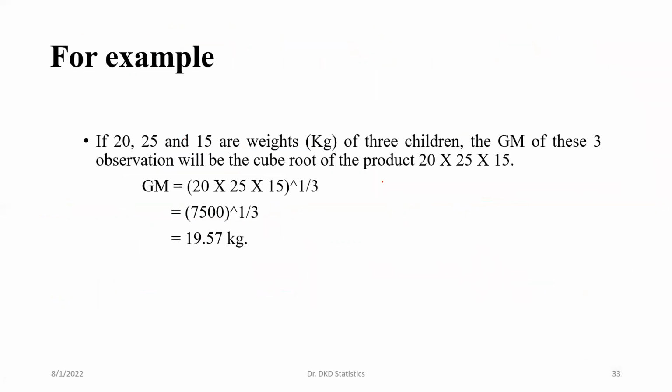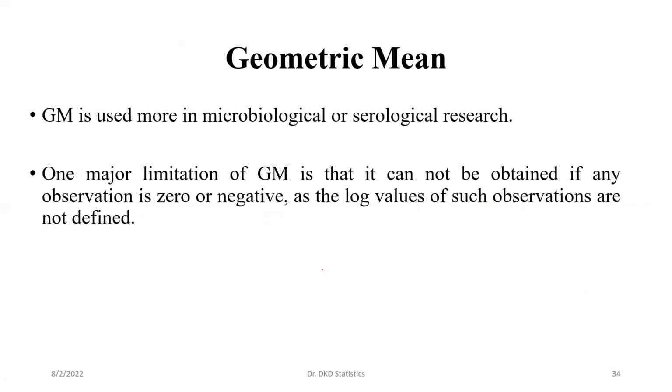Now, for example, if we have weights of 20, 25, and 15 kg for 3 children, the geometric mean of these 3 observations will be the cube root of the product. So we can find the geometric mean with 1 by 3, take the logarithm value, take the root value, and find the geometric mean. Geometric mean is used more in microbiological or serological research. One major limitation of the geometric mean is that it cannot be obtained if any observation is zero or negative, as the log value of such observations is not defined.